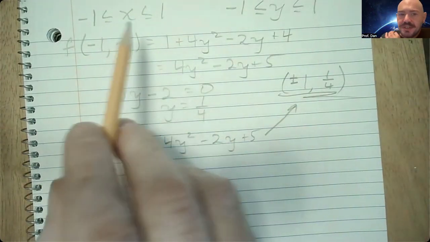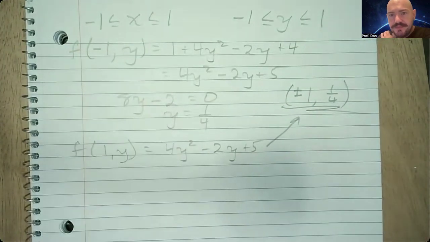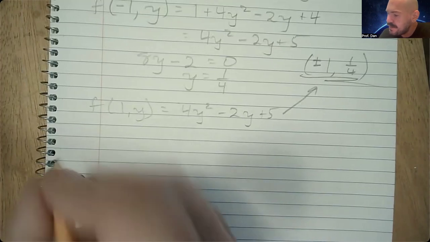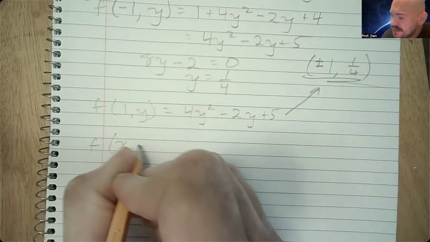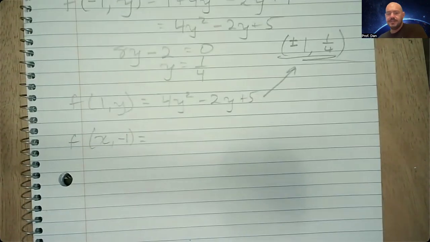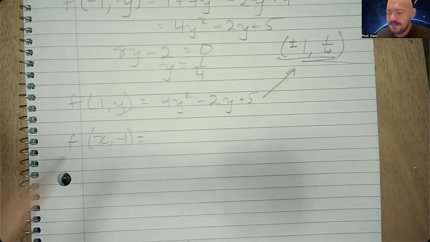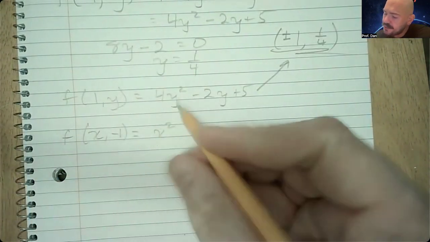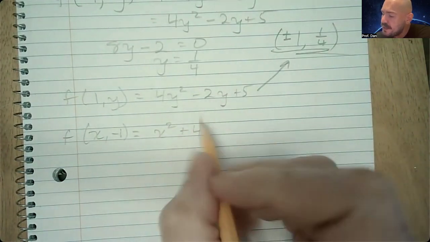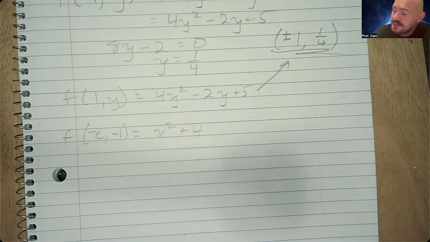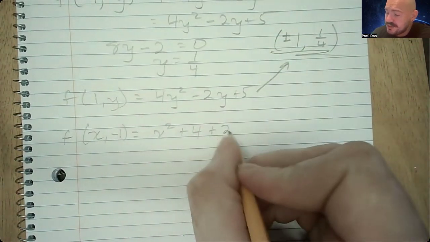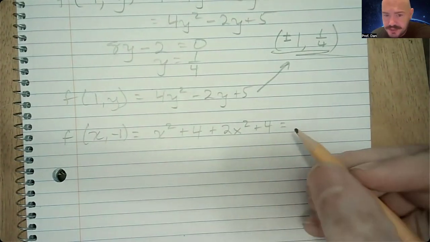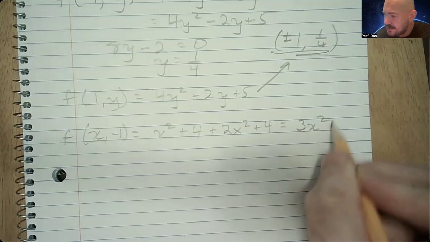Okay, and this is what it looks like when we fix x to its boundary values. Now we'll look at what happens if we keep y fixed to each of its boundary values. So f of x, -1, I'm going to get from substituting -1 for every y in the original equation. So I get x squared plus 4 times -1 squared, so plus 4, minus 2x squared times -1, which will become plus 2x squared, and plus 4. If I combine like terms, this will become 3x squared plus 8.